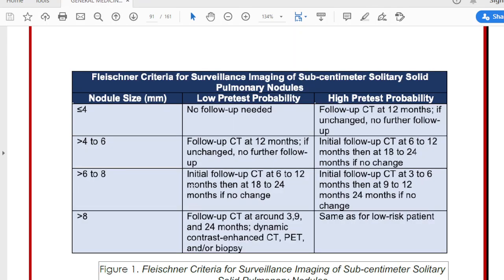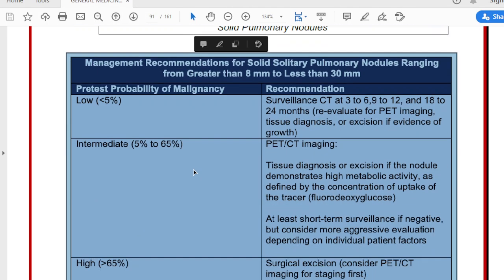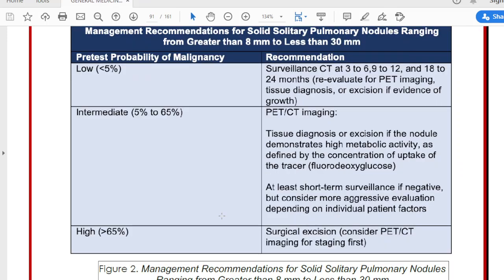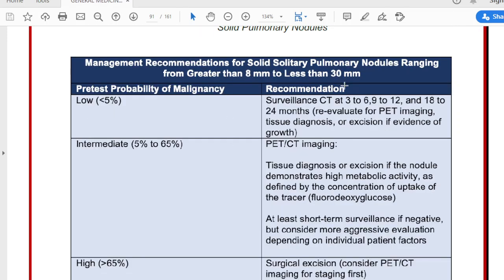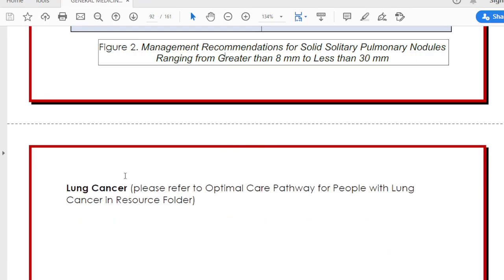Figure 1. Fleischner criteria for surveillance imaging of subcentimeter solitary solid pulmonary nodules. Figure 2. Management recommendations for solitary pulmonary nodules ranging from greater than 8 mm to less than 30 mm. Lung cancer, please refer to Optimal Care Pathway for People with Lung Cancer in Resource folder.